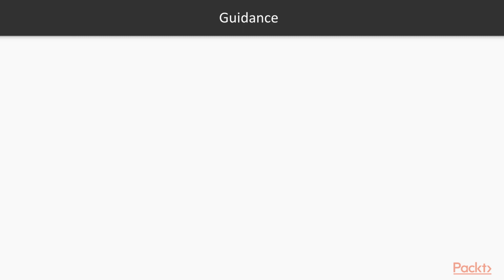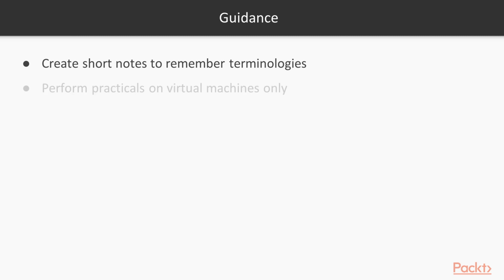Let's talk about some guidance on how you can start this course. First of all, you need to create short notes to remember terminology, because ethical hacking is a vast industry and this course contains more than 15 sections. So you need to write short notes so that you can remember terminologies in different sections, right?